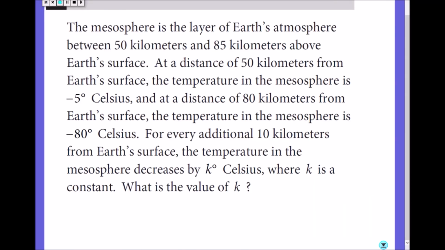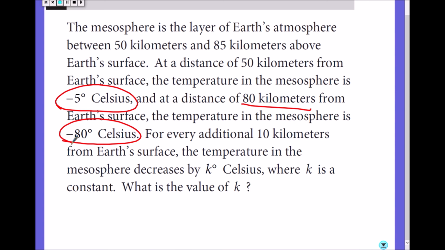The mesosphere is a layer of Earth's atmosphere between 50 kilometers and 85 kilometers above Earth's surface. At a distance of 50 kilometers from Earth's surface, the temperature in the mesosphere is -5 Celsius. Don't spend too much time reading words that you don't know. At a distance of 80, the temperature was -80. For every additional 10 kilometers from Earth's surface, the temperature in the atmosphere decreased by k.